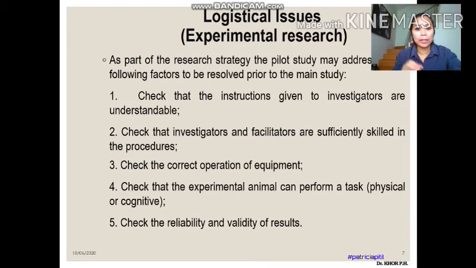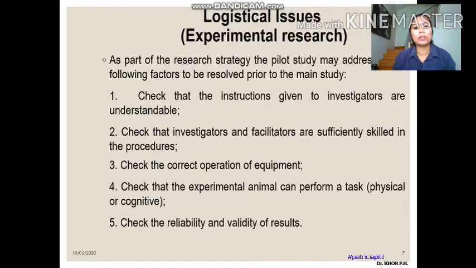And then you can check the investigator and facilitators assistant that are sufficiently skilled in procedure. You have to ensure that the assistant that you bring can deliver the same way of instruction as you. You are the main story here kan, ketua of the research. You have to ensure that all the assistant, macam ramai sangat kan, at least lah 2 orang 3 orang to help you along. They can do the same as you.